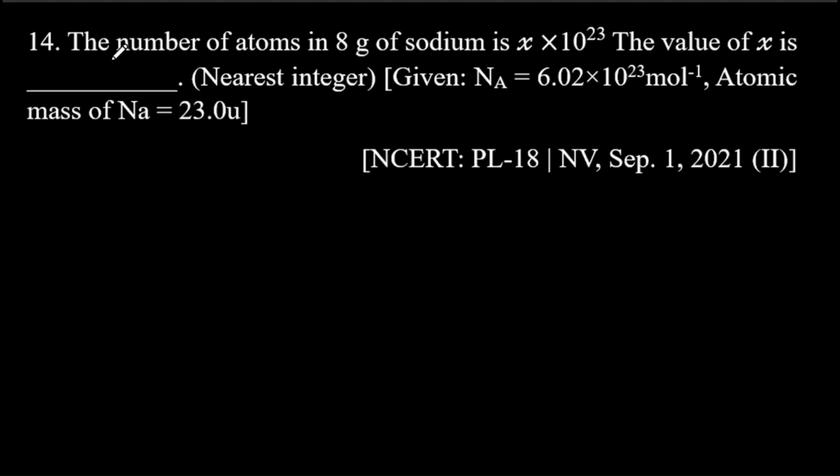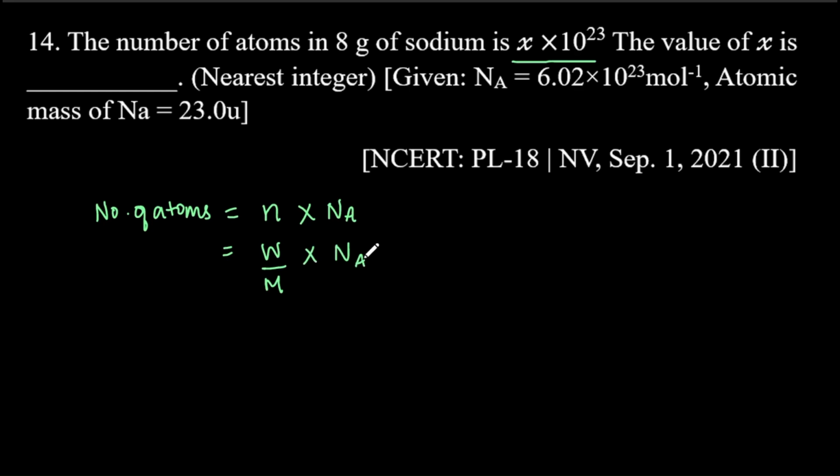The next question is: the number of atoms in 8 gram of sodium is x into 10 power 23. The value of x is dash. In this question, we have to find the number of atoms in 8 gram of sodium. We know the formula for the number of atoms: number of moles into Avogadro number. And we know the formula of number of moles: given mass by molar mass, into Avogadro number.